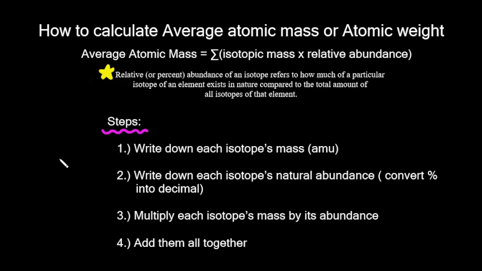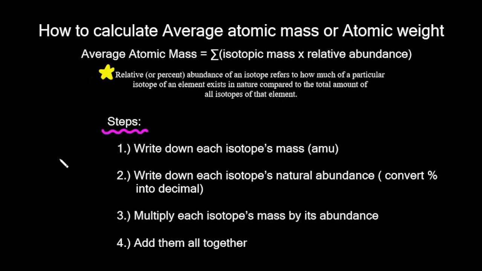The formula for the average atomic mass is: average atomic mass equals the sum of the isotopic mass multiplied by the relative abundance. The relative or percent abundance is the percentage of atoms of a specific isotope of an element compared to the total number of atoms of all isotopes of that element found in nature.